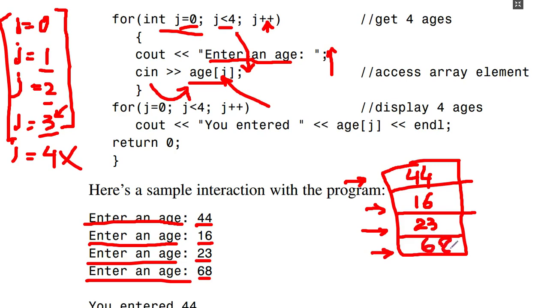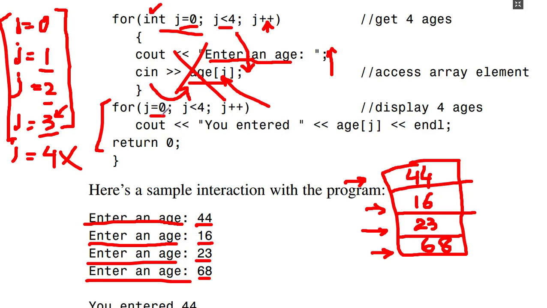And the next time, since j is 4, 4 is not less than 4, so this would not execute. So these 4 numbers would be saved in these locations, which are age[0], 1, 2, 3. In this loop, what happens over here, for the first time j is assigned the value 0. Since j is already initialized over here, we don't need to make another integer j.